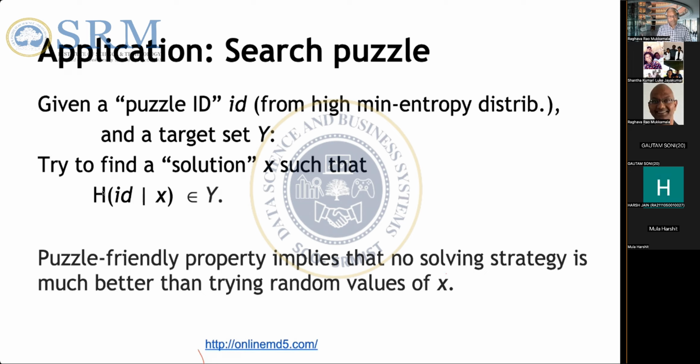So it says that if you have a hash ID and X is the number you choose, and it belongs to some subdomain, then there is no easy strategy for it. Let me use a simple example to explain what puzzle friendliness is, right? So let me open the online hash tool. Just 1 second. Let me reshare it.